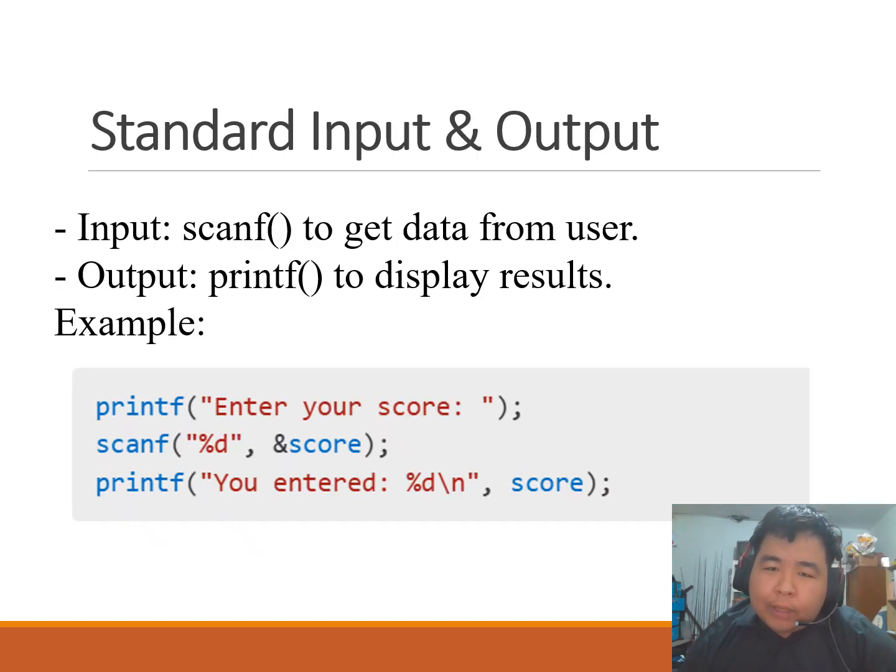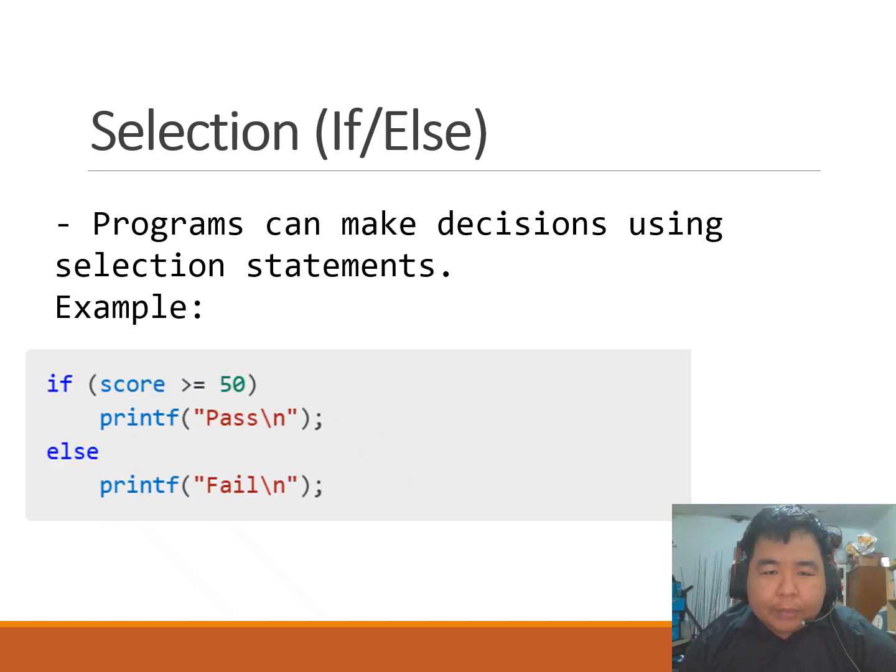Standard input and output is how our program interacts with the user. We use scanf to read input from the user and printf to display messages. For example, here I prompt the user to enter their score and then display what they entered.